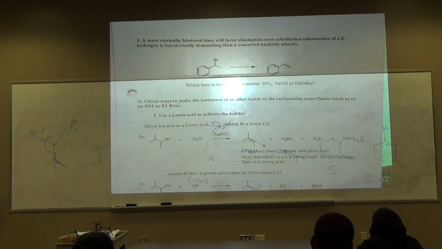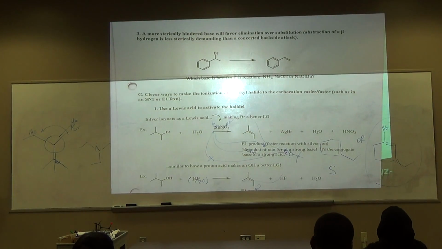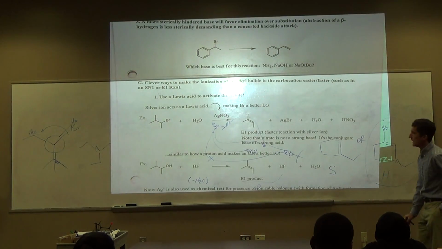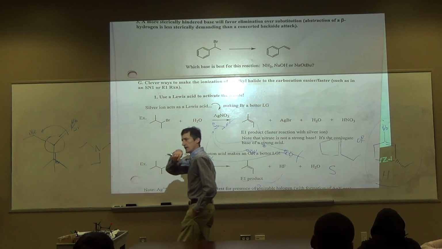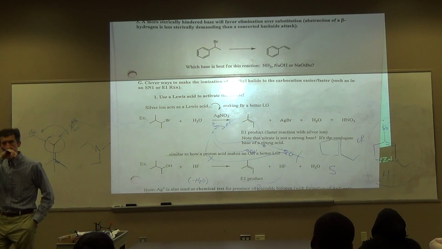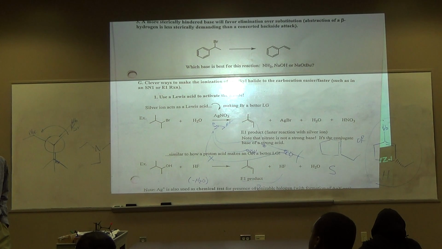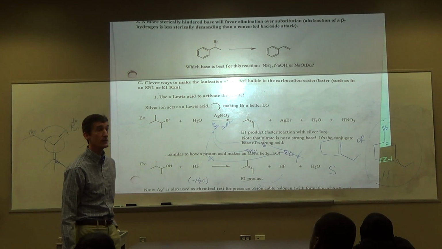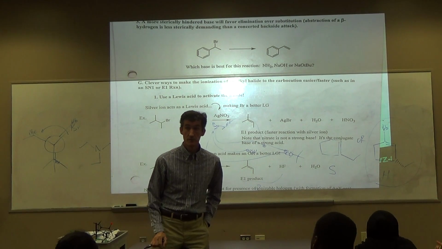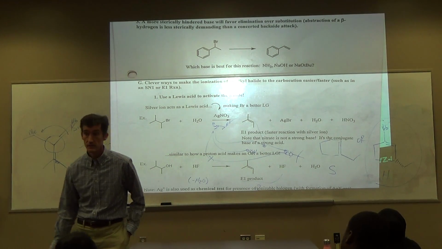Clever ways to make ionization to a carbocation faster: Lewis acids. Silver ion. Silver ion was part of the pre-lab last week. We'll mention this as we continue on Wednesday. Wednesday we'll have a quiz over substitution.